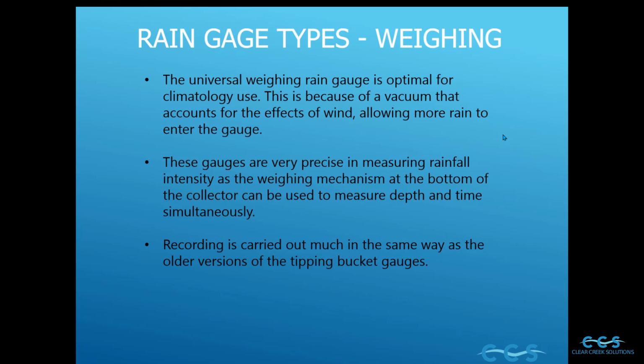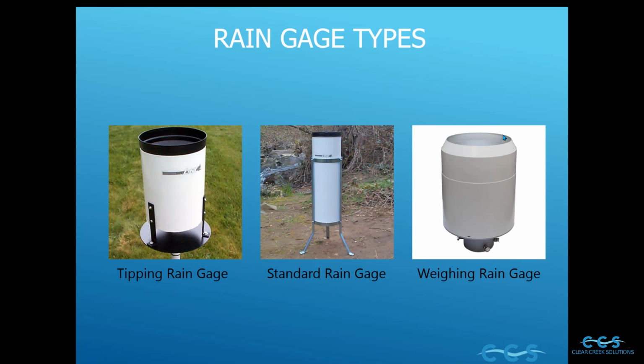area. Another one is a weighing rain gauge, and this is maybe the most advanced kind. The universal weighing rain gauge is optimal for climatology. This is because there's a vacuum that accounts for the effects of wind, allowing more rain to enter the gauge. And these gauges are precise in measuring rainfall, especially because of the weighing mechanism at the bottom. So those are the main three rain gauges here.